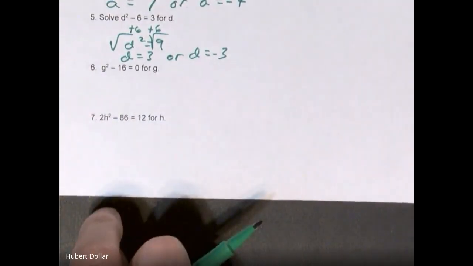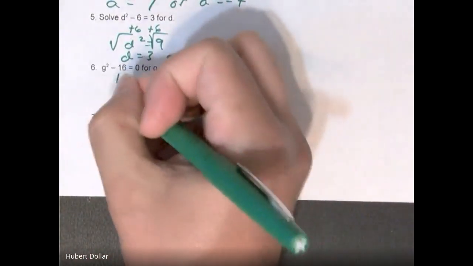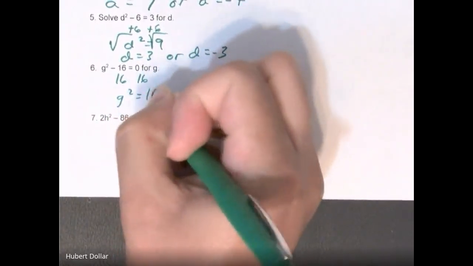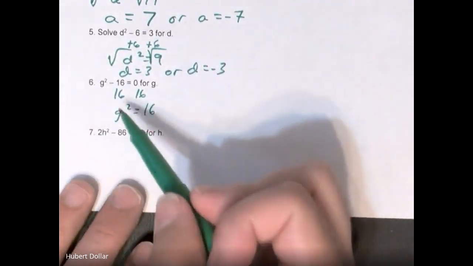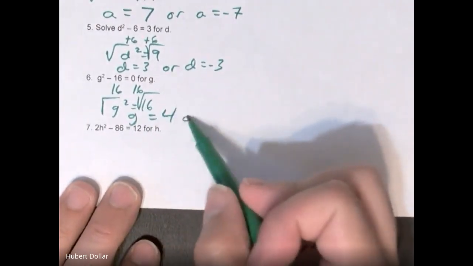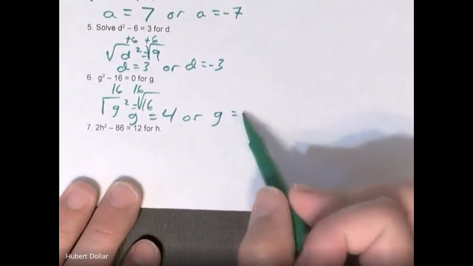Number 6, the opposite of subtracting 16 is adding 16. So you get g squared is equal to 16. The opposite of a square is a square root. So g equals, the square root of 16 is either a positive 4 or a negative 4.